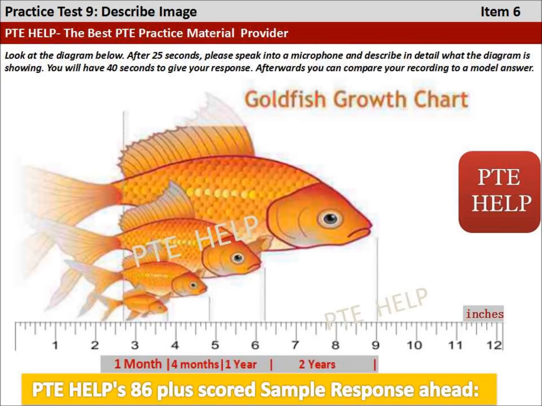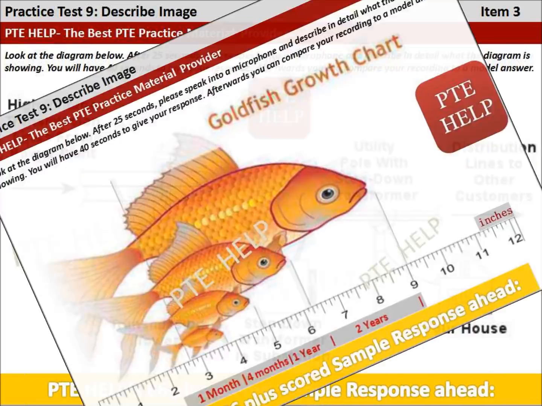But in the approaching 8th month, the growth of the goldfish slowly increases, reaching 6.2 inches. Finally, after a year, the growth of the goldfish reaches 9 inches, which is the maximum length a goldfish can attain during its lifespan.